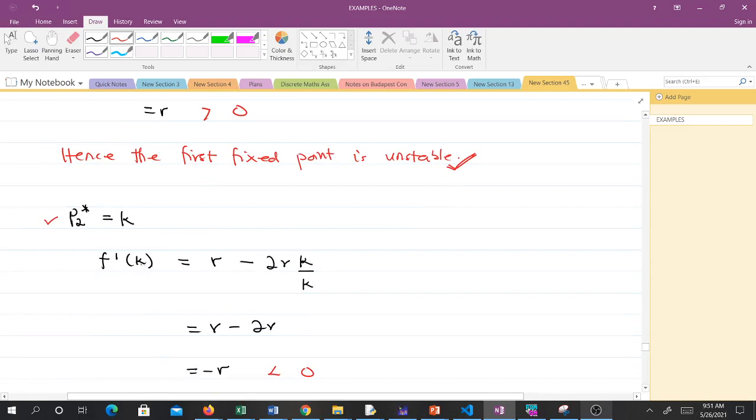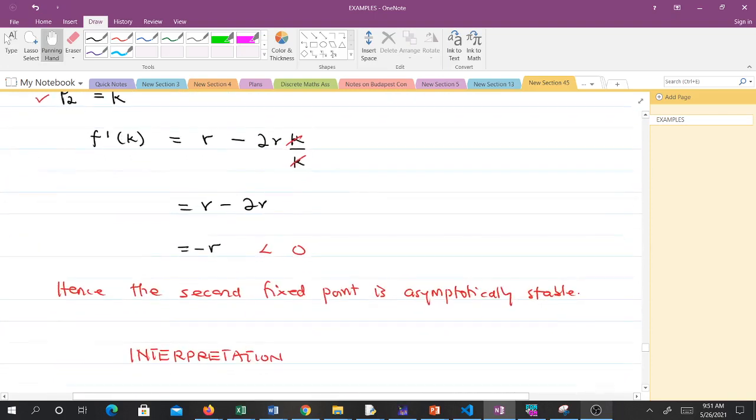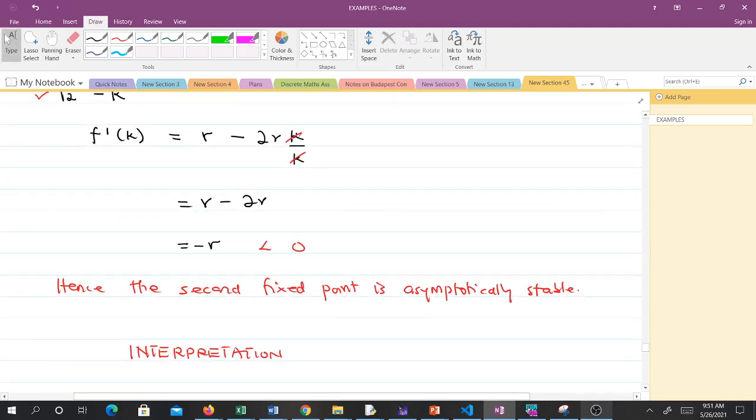Okay, then we go to the second one, that's the second fixed point, which is k. So when we put k inside f prime of k, we get r minus 2r k over k. This will give us 1, right? So we get r minus 2r, which will give us minus r. And since the result here will be negative because r is a positive number, right? It means that the second fixed point is asymptotically stable.